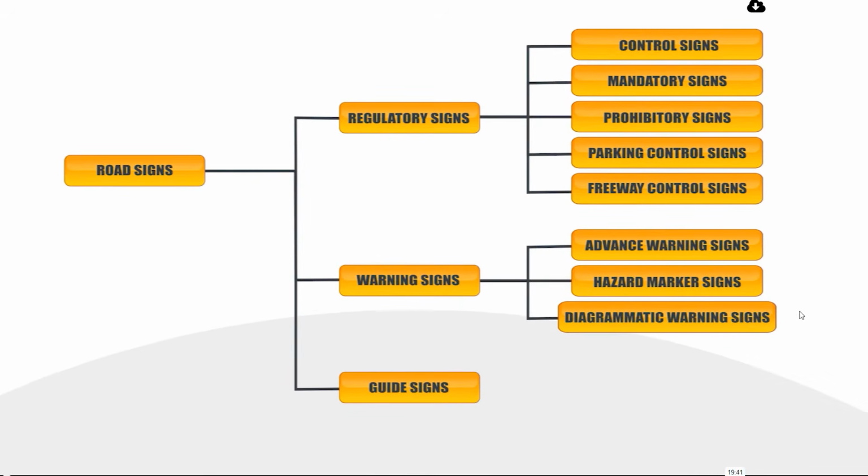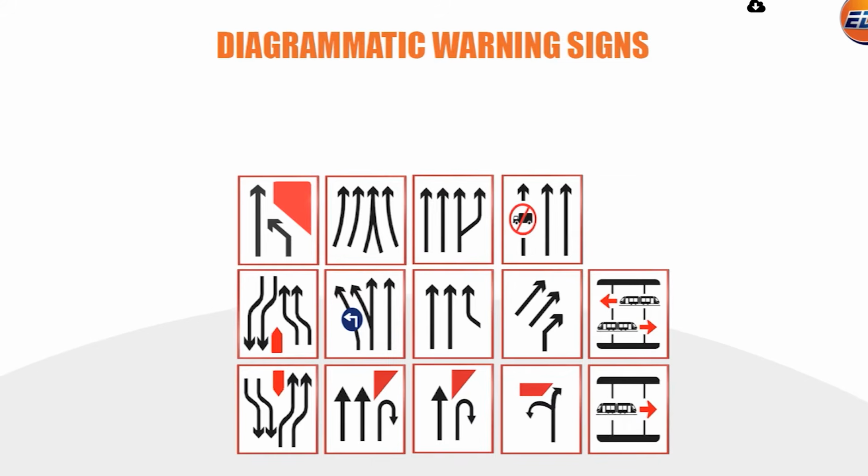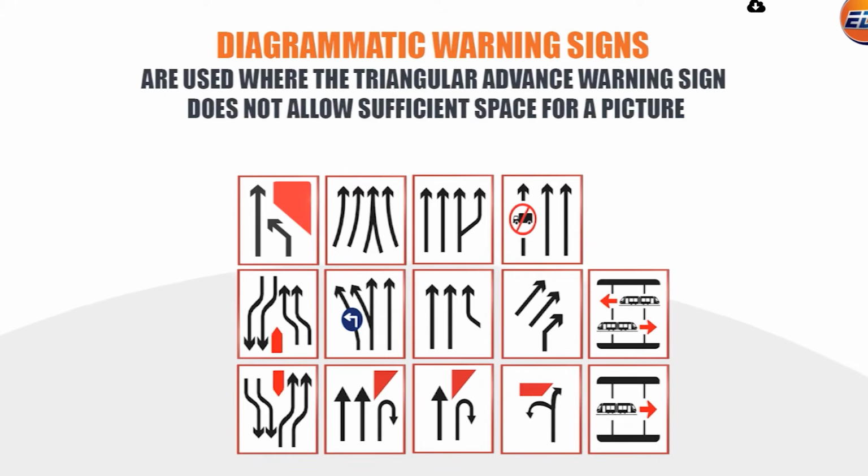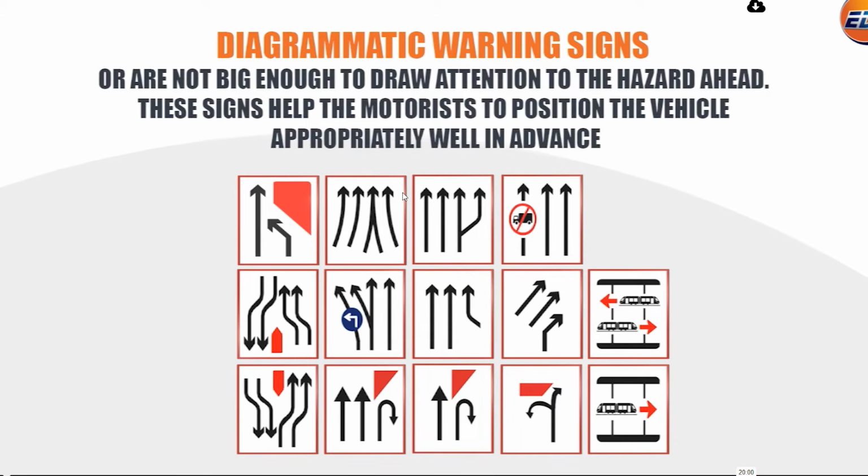Now you will learn about the third and last type of warning sign, that is, diagrammatic warning signs. Diagrammatic warning signs are used where the triangular advance warning sign does not allow sufficient space for a picture or are not big enough to draw attention to the hazard ahead. These signs help the motorists to position the vehicle appropriately well in advance. These are mainly used on high-speed roads.